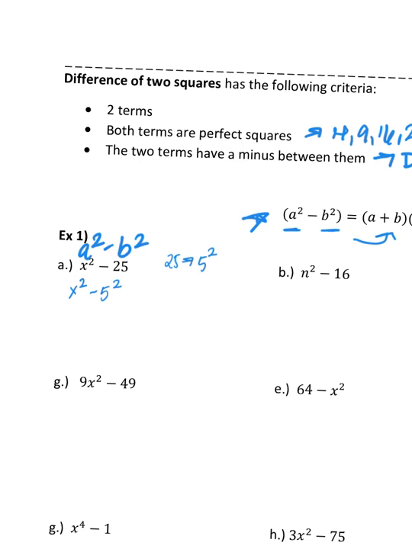So this, you should see, looks just like this general form that I highlighted up there. So now I can identify that my a is x and my b is 5. Then I can go ahead and plug into the form a plus b times a minus b. So that would be x plus 5 times x minus 5. And that's your answer.